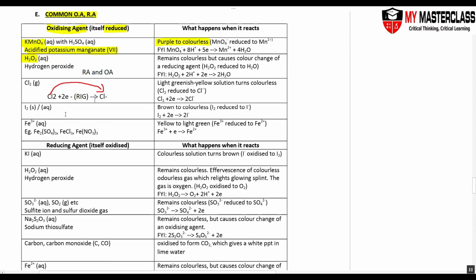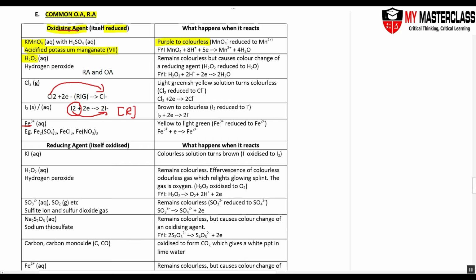Likewise, my iodine will have this equation: I2 plus 2 electrons gives you 2I minus. In this reaction, same thing, it gains the electrons, so this is being reduced. When it is being reduced, it is the oxidizing agent. The black or brown solid, or yellow-brown solution, will turn colorless.